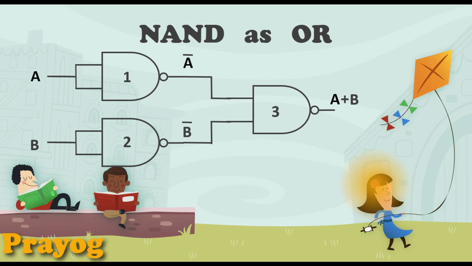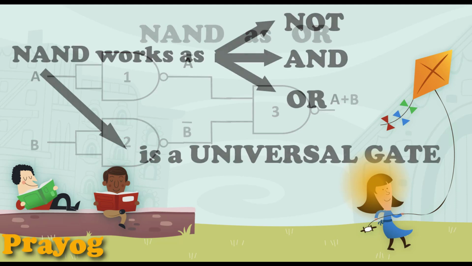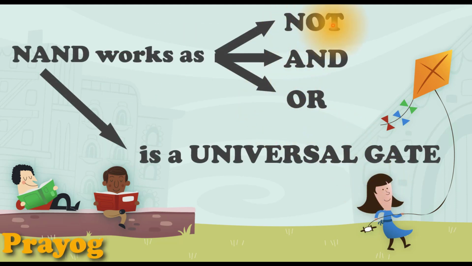So these three diagrams prove that NAND works as NOT gate, as well as NAND works as AND gate, and NAND gate also works as OR gate. Hence, NAND gate can be considered as universal gate. Okay. Now let us consider the universality of NOR gates.